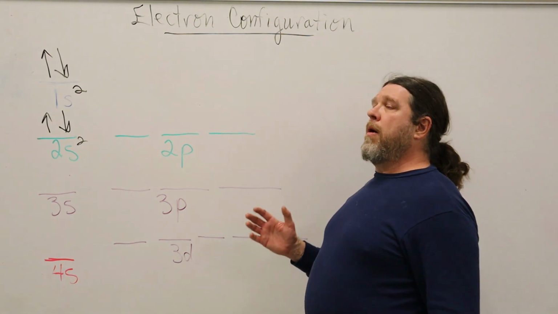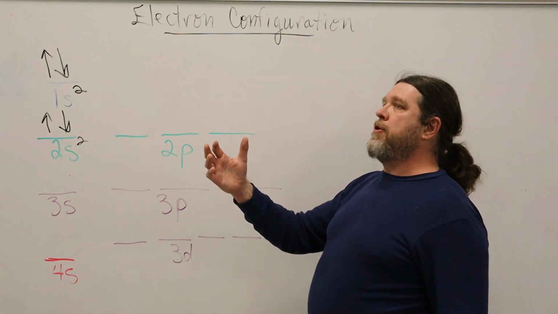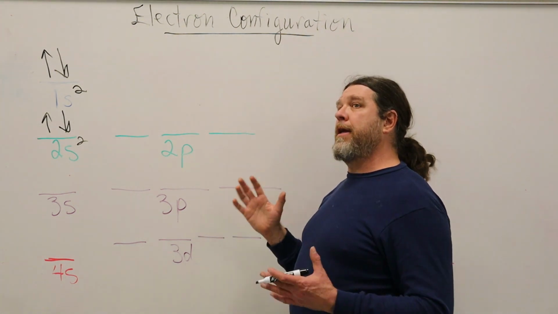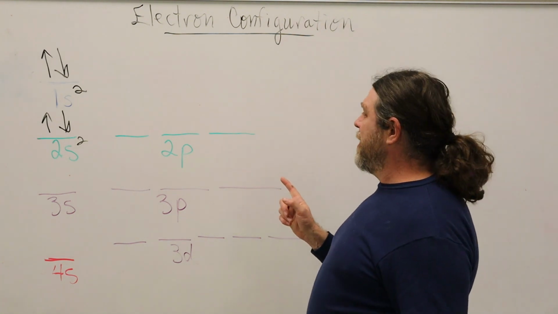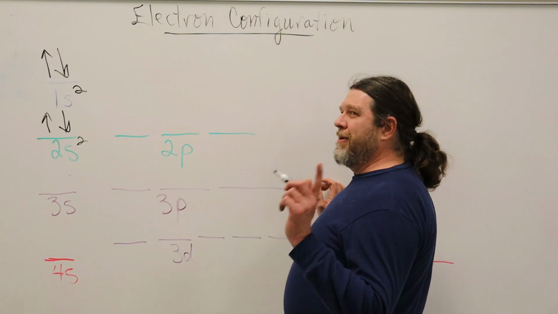And so as we move across the row, we move into that new block to the right. We call that the P block. So you need to be looking at your periodic table while we're talking about this for this to make sense. So if you haven't, go stop this video and go get it.